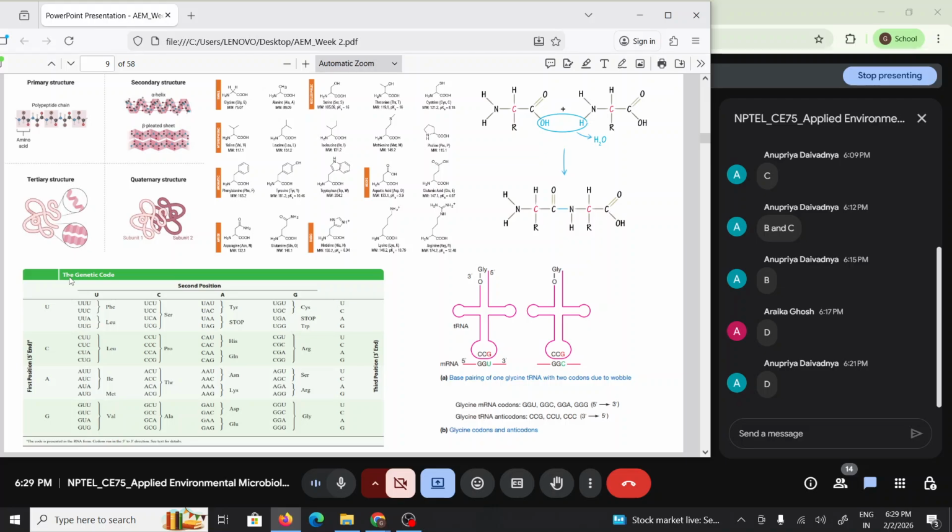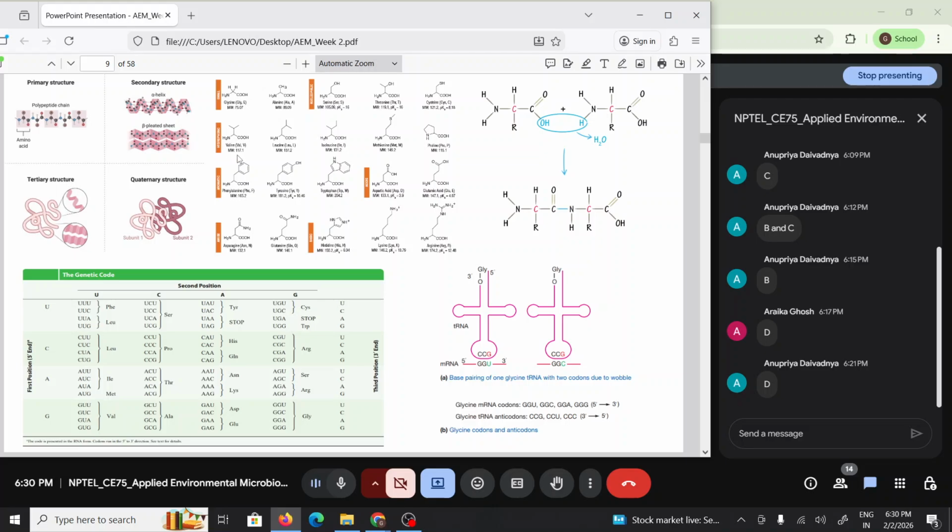And finally, quaternary structure is not present in all proteins, but there are proteins where two or more polypeptide chains come together and share some chemical or physical bonds, and they form a quaternary structure. As you can see, it needs at least two subunits, subunit 1 and 2, and they are bonded with some chemical bonding. So these are the four structures that you can have for a protein.